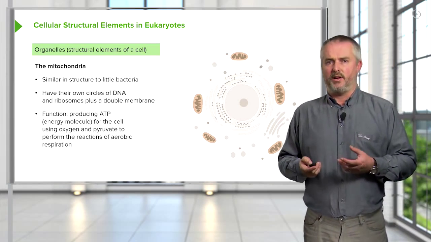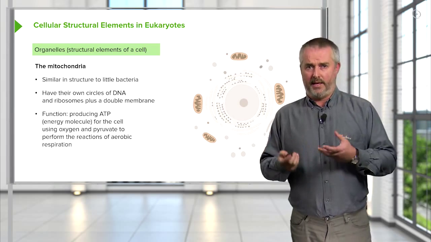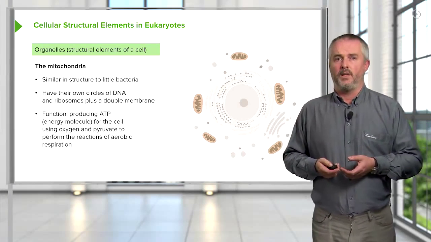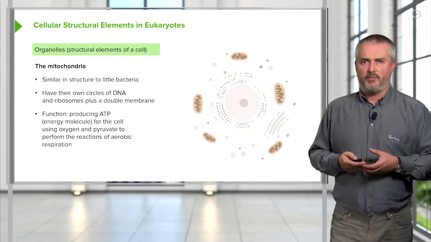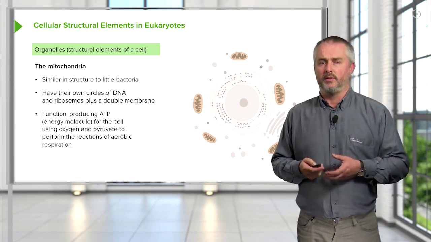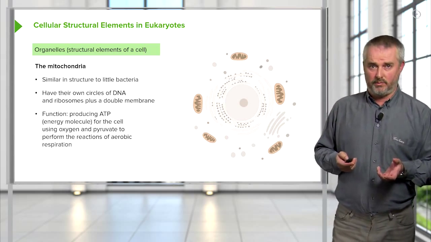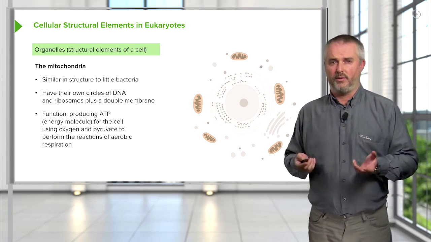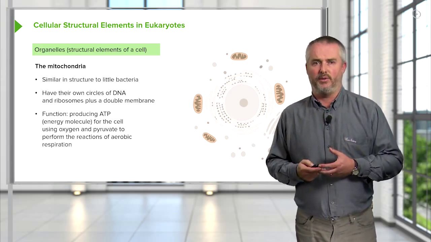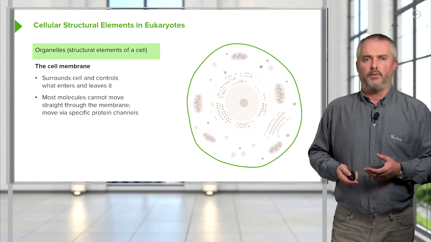Mitochondria have their own circles of DNA and their own ribosomes, actually, and a double membrane, which is important for their chemical function to produce ATP, one of the few universal molecules in biology, present in all living things, the energy molecule that helps the cell do what it does.